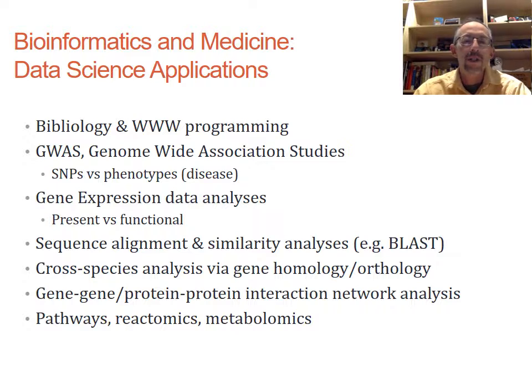These associations, whether via similarity or in functional relationships, together comprise what we might call a gene-gene or protein-protein interaction network. And network analysis is a branch of computer science and analytics which data scientists can bring to bear. Last, pathways, reactomics, metabolomics, again refer to many of the interacting biological networks which comprise physiology and pathology.